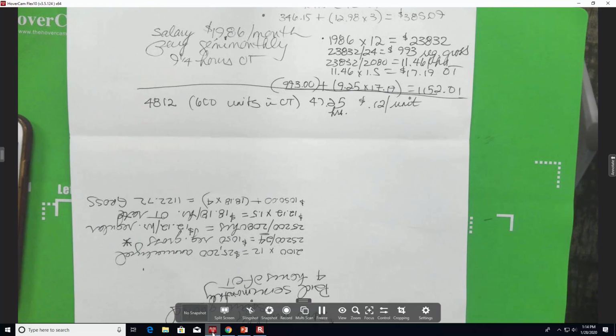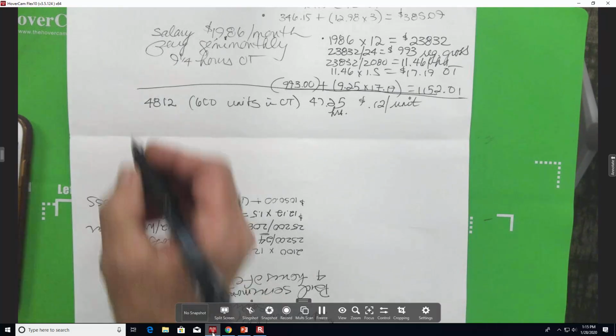Is this method A or method B? I'm going to show both of them with this data set. And of the 4,812 bottles of honey, 600 of them were inspected in overtime. So it's not plus 600, it's the 600 in the 4,812. The first method focuses just on the piece rate itself. The second method focuses on when you produced them.